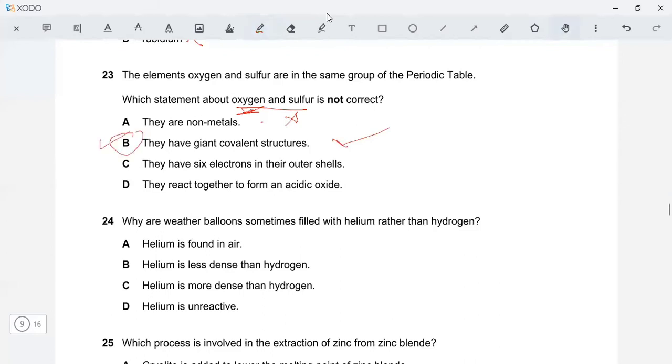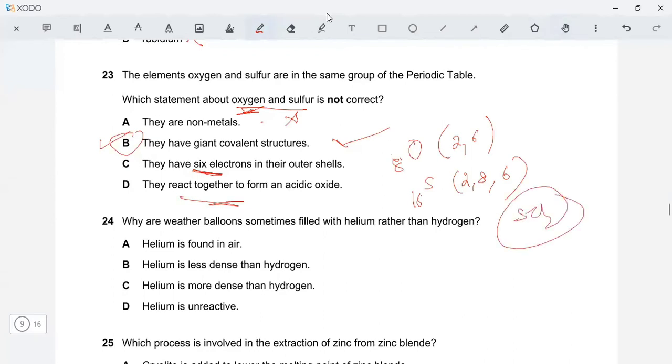Look at C and D. They have six electrons in the outer shell. Of course, oxygen has atomic number 8 and sulfur is 16. Oxygen is 2, 6 and sulfur is 2, 8, 6, so they have six electrons in the outer shell. So this is a correct statement. They will react to form acidic oxides. Yes, both of them. It forms sulfur dioxide, which is an acidic oxide.